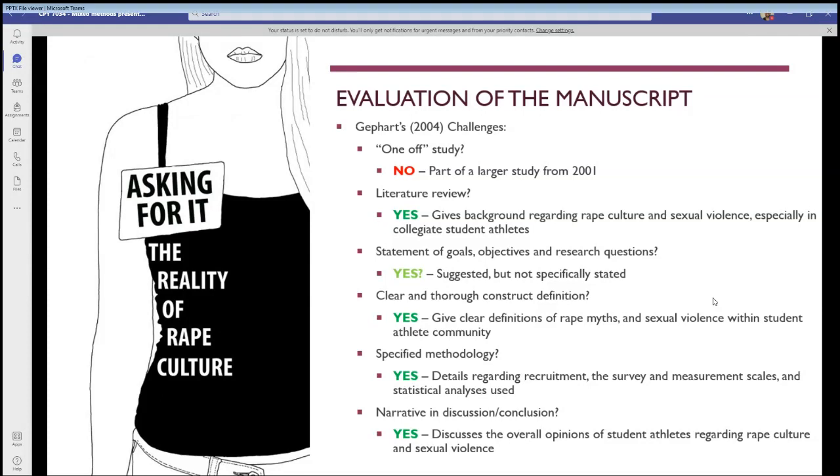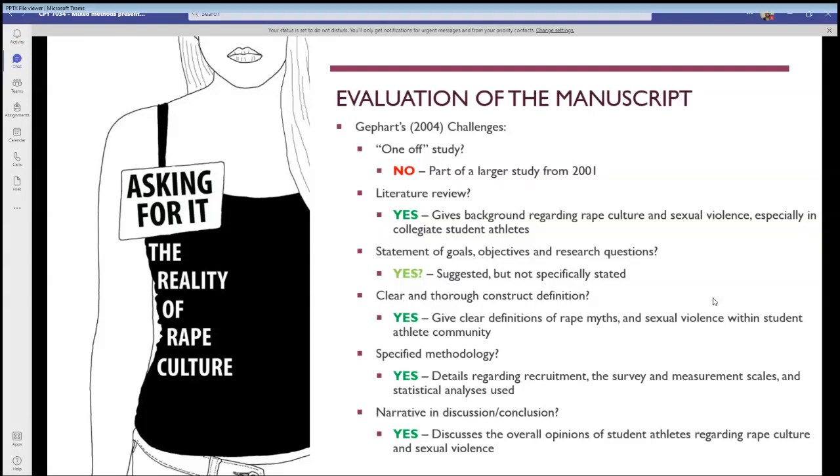Additionally, this manuscript had an extensive literature review that gave background regarding rape culture and sexual violence, especially among collegiate athletes. There was a suggested statement of the goals and objectives. However, it was a little bit vague, so hard to tell.